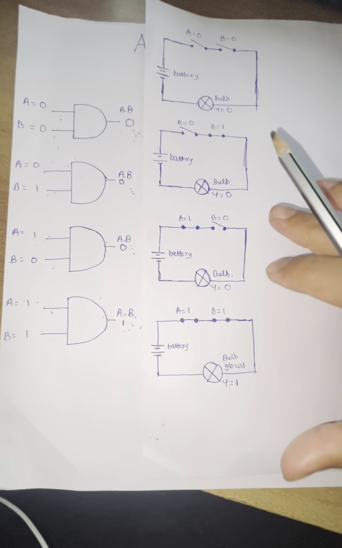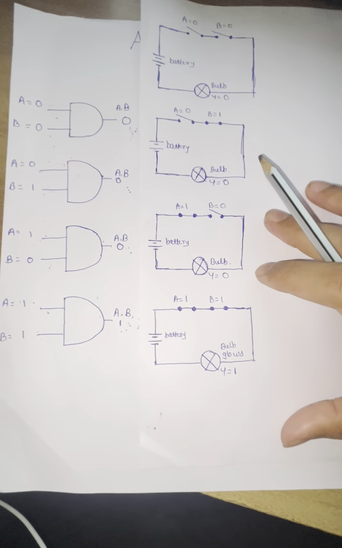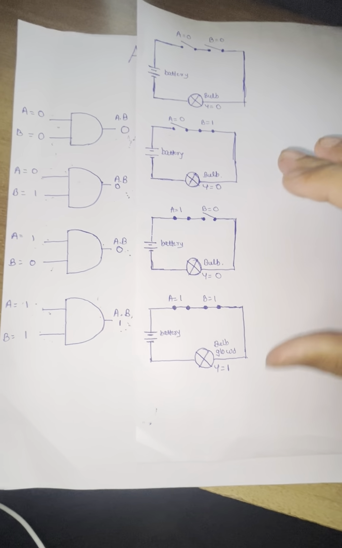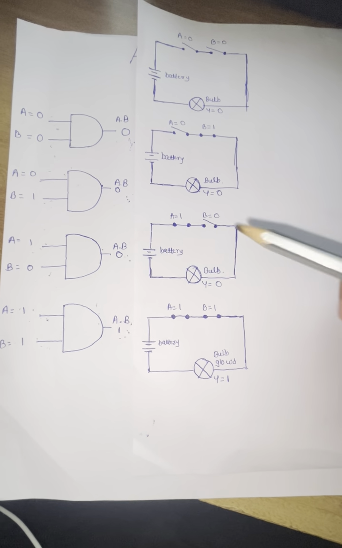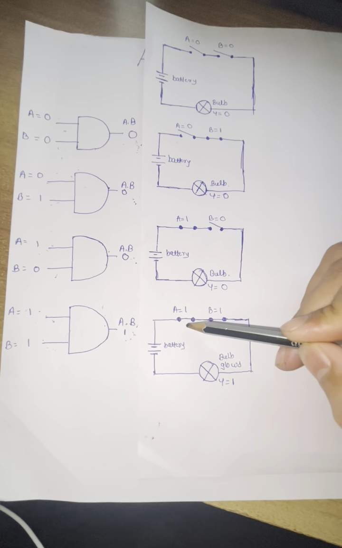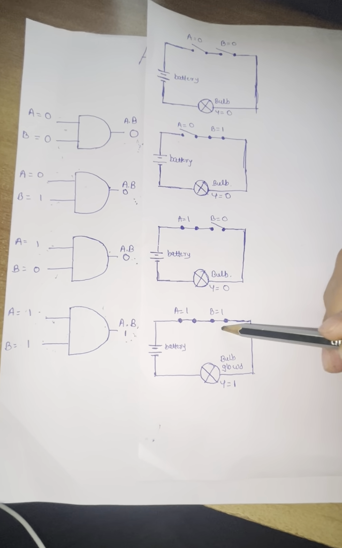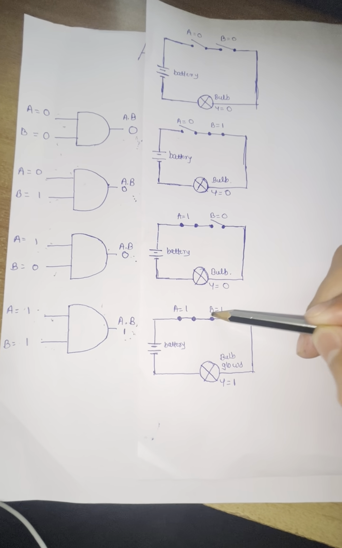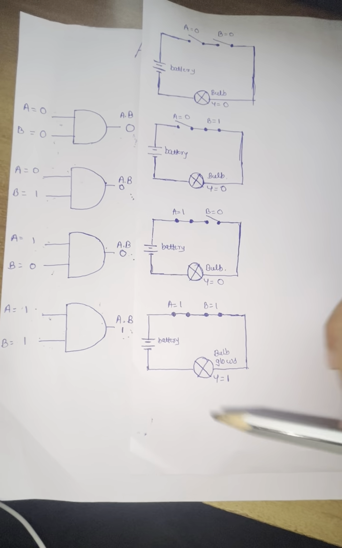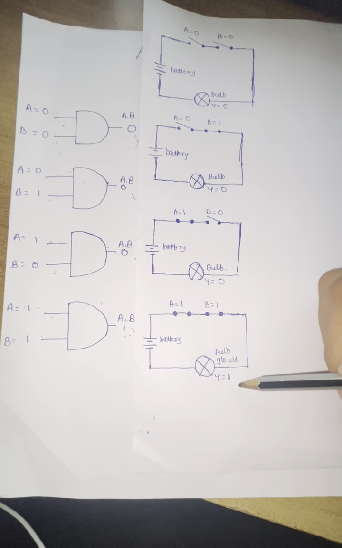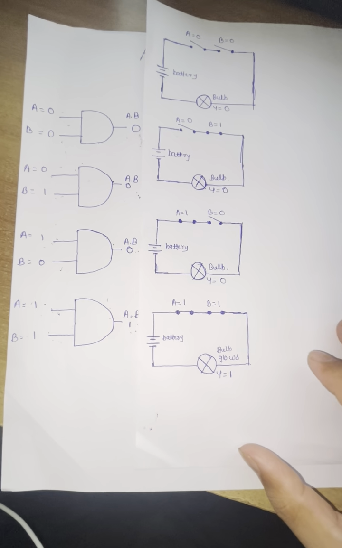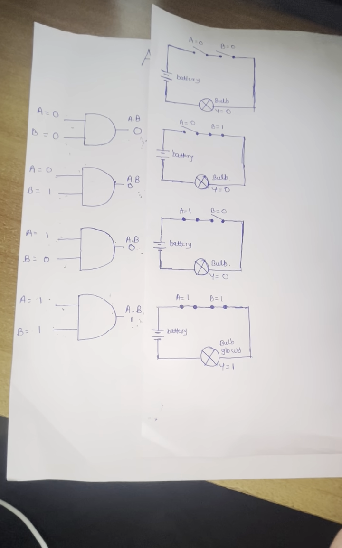And in the fourth scenario, as you can see, it's different from the rest of the cases. So here both the switches are closed, or we can say A is equal to 1 and B is equal to 1. Therefore the output Y is equal to 1. And in this scenario, the bulb glows.